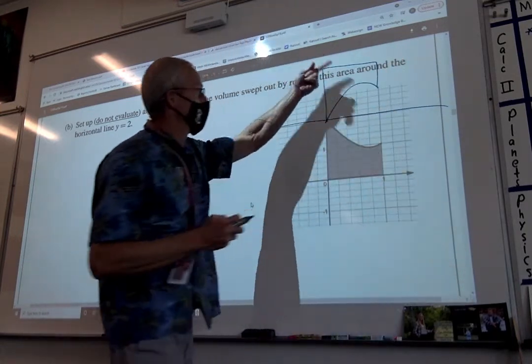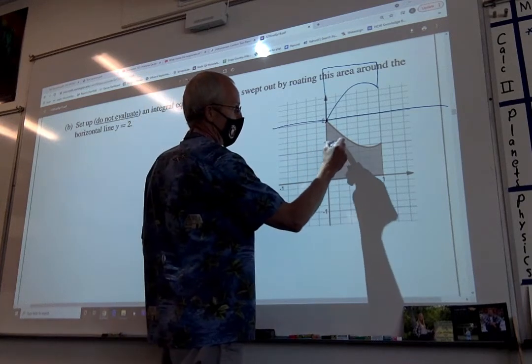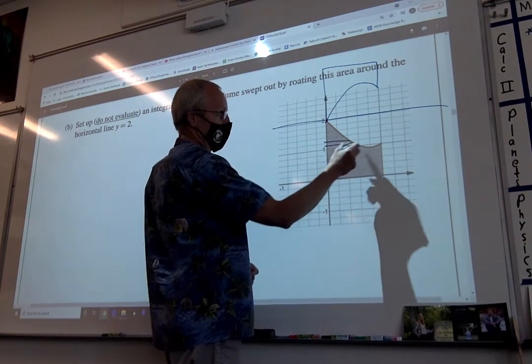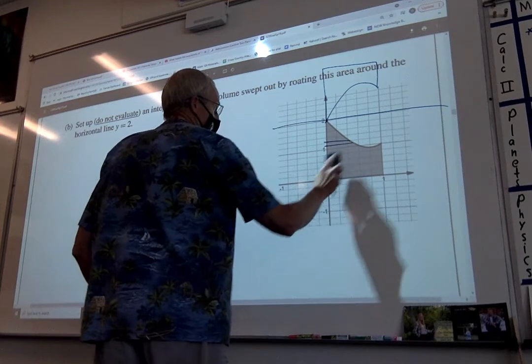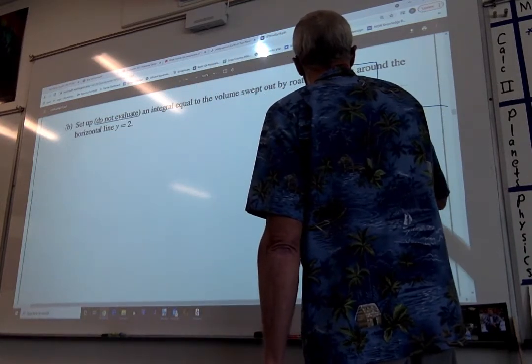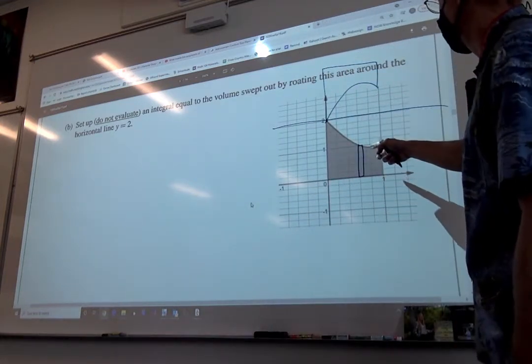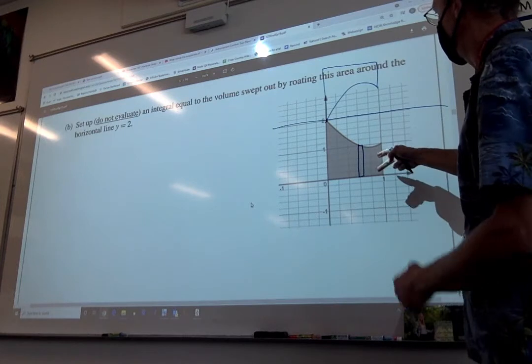Can we do the whole thing and then subtract on the inside? You can. The washers? Yeah, because if we do cylindrical shells now, we have that weird thing, right? So we've got to do it up and down. So let's see what that looks like. We just draw a sample thing here.